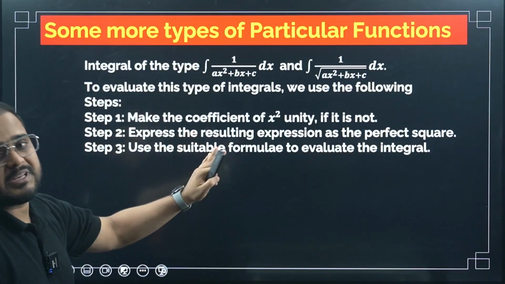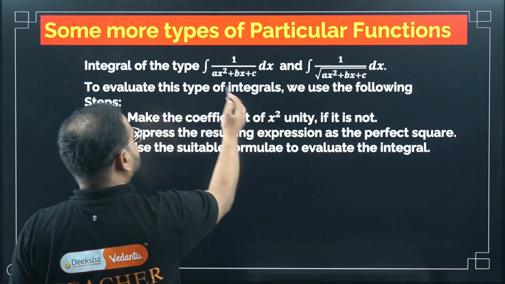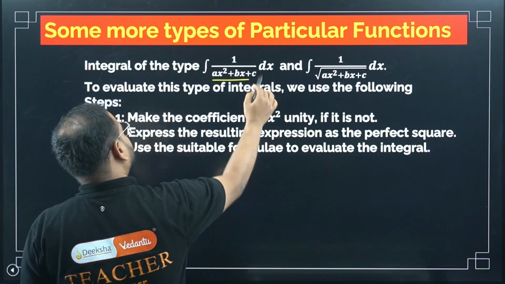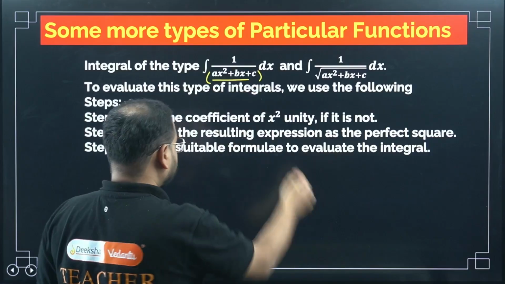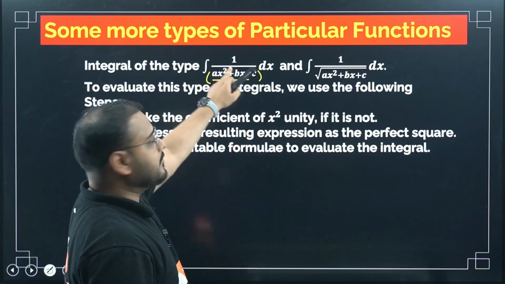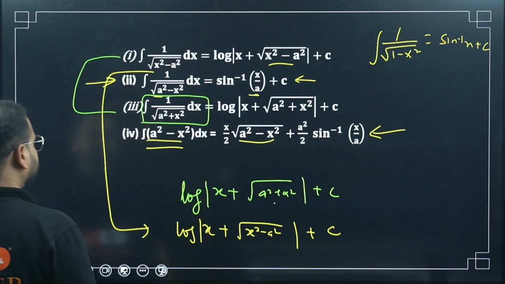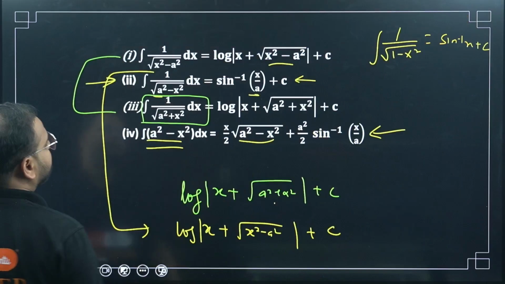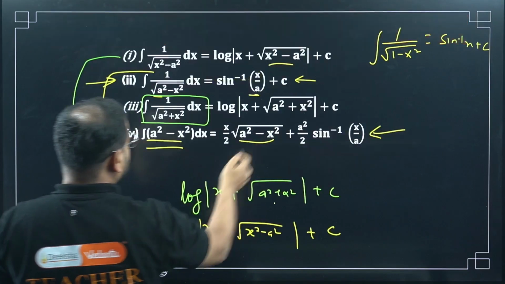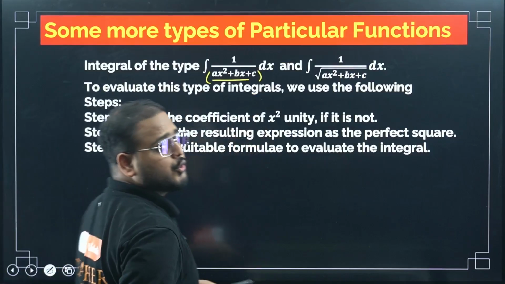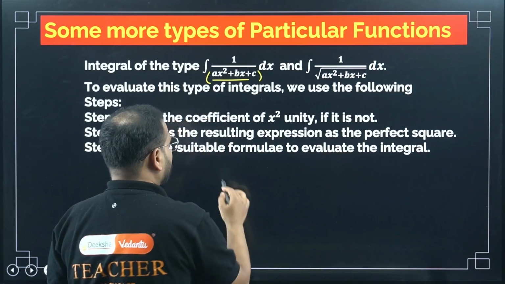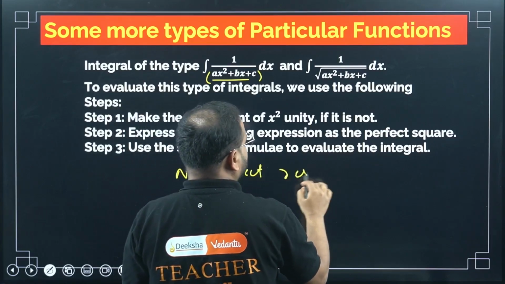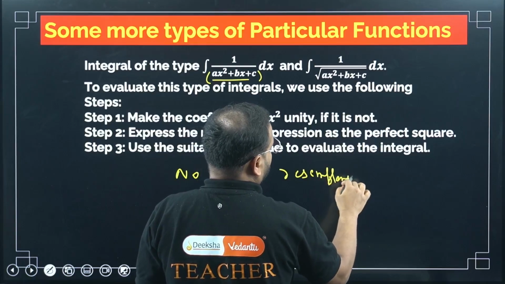Again, two special categories. Whenever you have this quadratic term with or without root, what are you going to do? Try to see if it resembles the formulas that we have. First one is denominator with some square terms. Second one, denominator with square root of square terms. Yes or no? Right now, sir, there is no direct resemblance to the formulas. How are you going to solve it then?